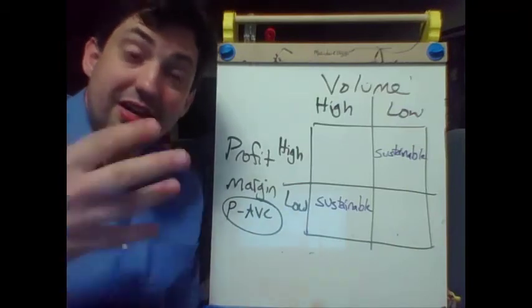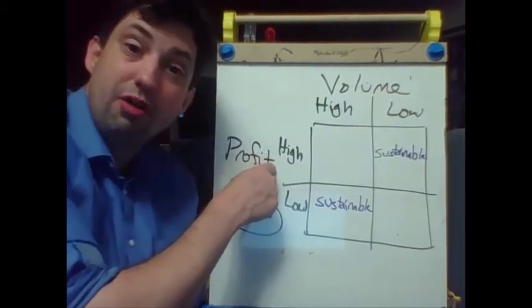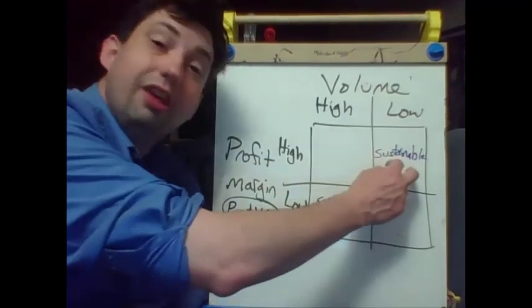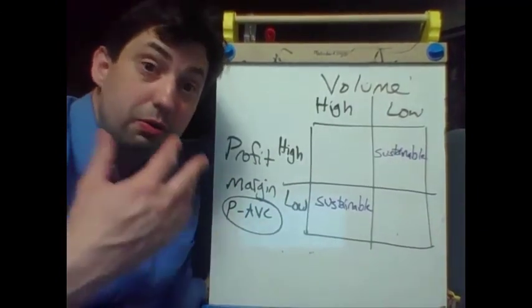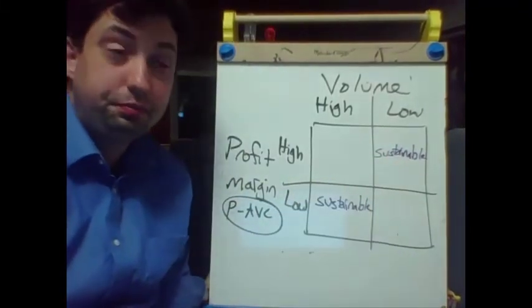So the only way the company can sustain itself, the only way it can make this work, is by having a really high profit margin. This is a sustainable business model. So if you ever want to go into business for yourself, you need to figure out which of these boxes you're going to be in.